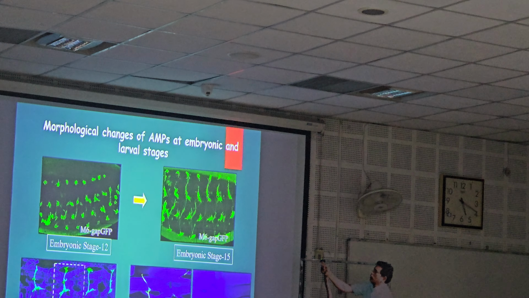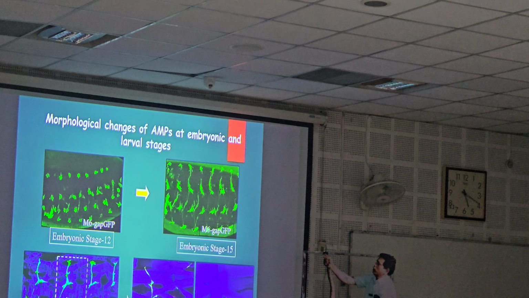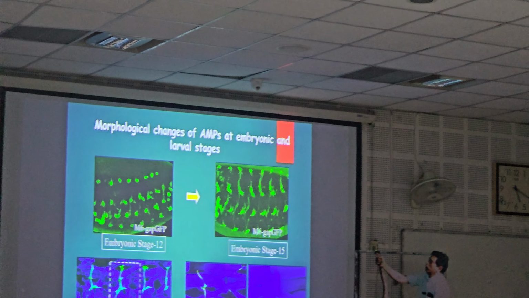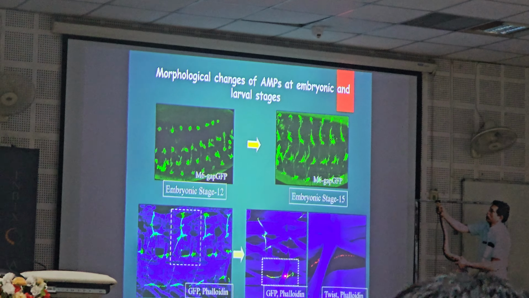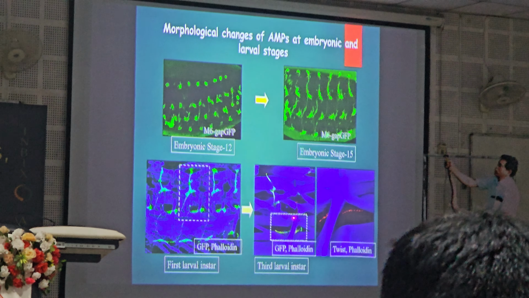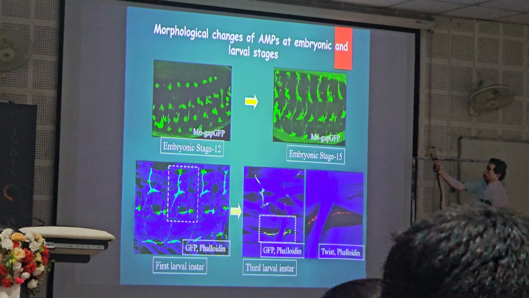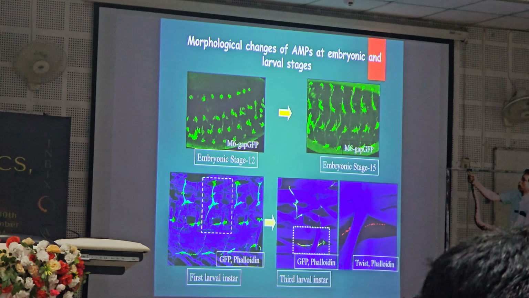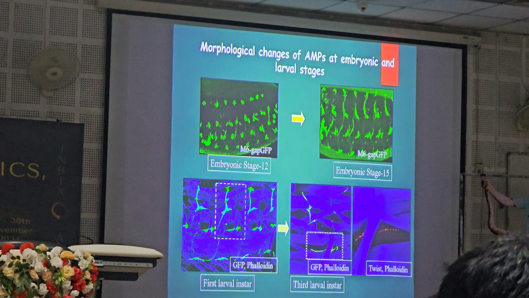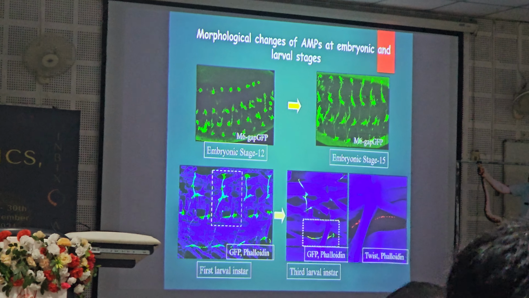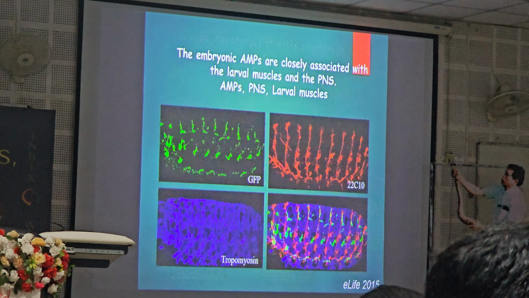But if you go to the third instar larva, when they start to proliferate, which is shown by Twist, a nuclear marker, one cell has become multiple cells. You can see the filopodial structure around the cells and also between the AMPs has been disappearing. So it shows that they are actually interacting with each other and communicating to keep themselves quiescent. When they start to proliferate, they lose this connection. So there's a strong correlation with that.